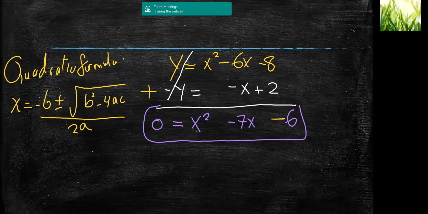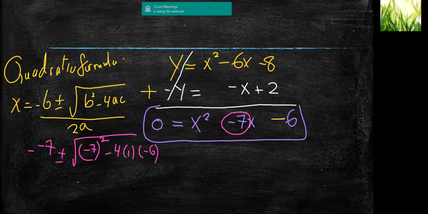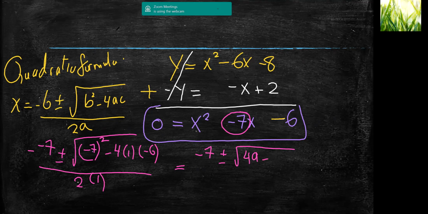Negative b, where is b? It is negative 7. So negative 7 plus or minus the square root of b squared, which is negative 7 squared, minus 4 times a times c, which is negative 6, over 2 times 1. So negative 7 plus or minus, now negative 7 squared is 49, minus 4 times negative 6, which is 24, over 2.